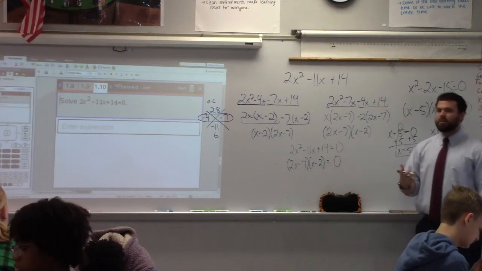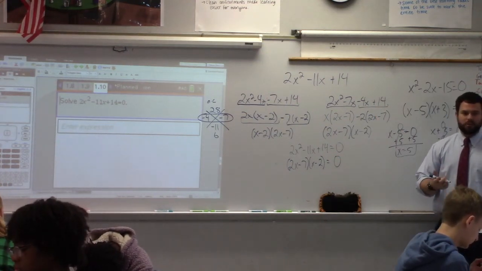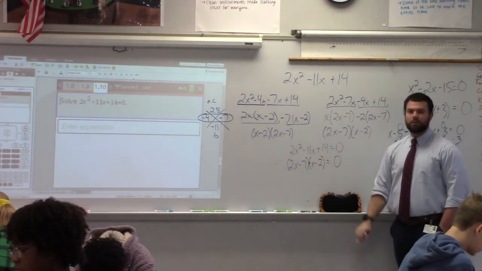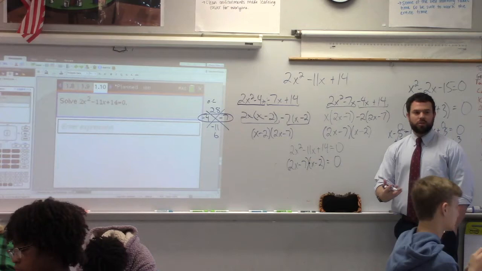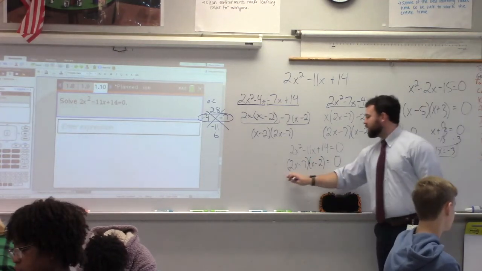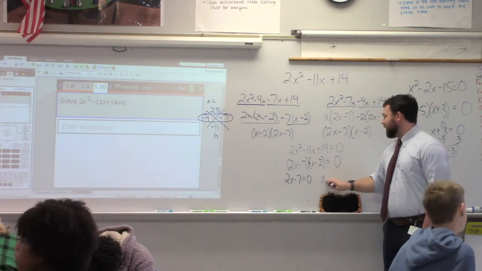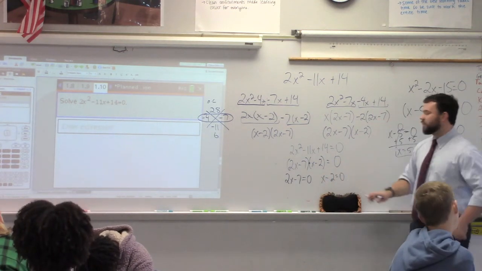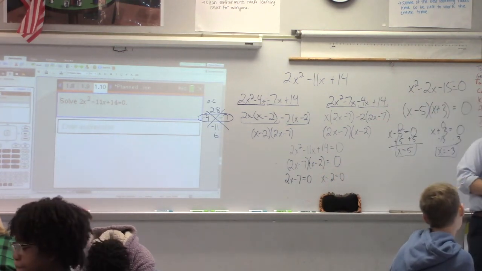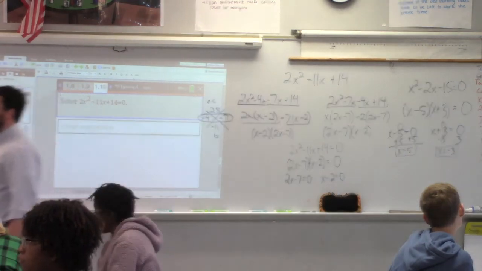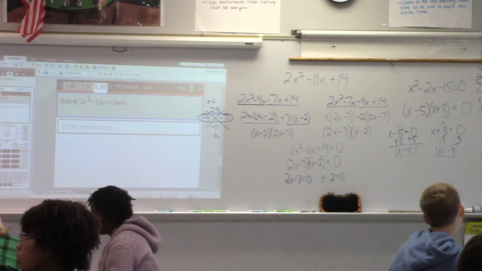And now what property can I use? The zero product property. Remember, the whole idea is that they're being multiplied. For two things to multiply and equal 0, at least one of them has to equal 0. So do not forget, because then it's a very straightforward problem of solving. The whole idea is that after I factor, I can use that zero product property to set them equal to 0.